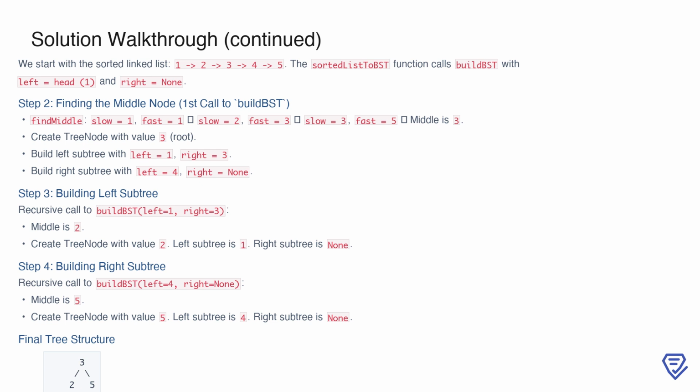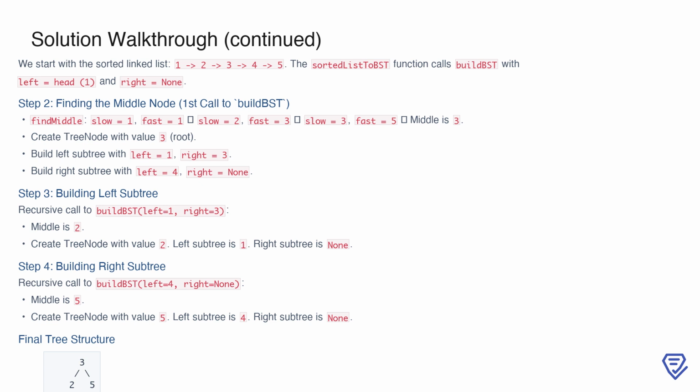The left subtree is built with the range left equals 1 and right equals 3, and the right subtree is built with left equals 4 and right equals none. For the left subtree, the middle node of the range, 1, 2, 3, is determined to be 2. A tree node with value 2 is created. Its left child is the node 1, as determined by the base case, and it has no right child. For the right subtree, the middle node of the range, 4, 5, is 5. A tree node with value 5 is created, with the left child being 4 and no right child.